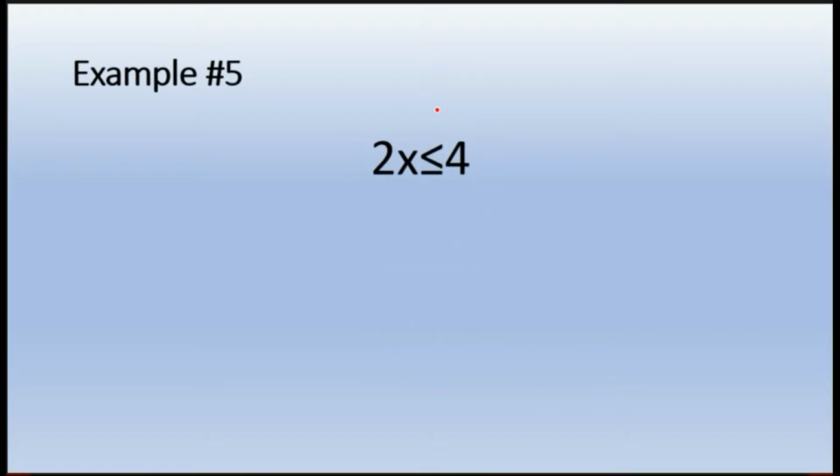Now we have some multiplication. To get rid of this, the opposite of multiplication is division. So we're going to have to divide both sides to get rid of this 2. 2 divided by 2 is 1. 1 times x is just going to leave us with x. So we're left with x is less than or equal to 4 divided by 2, which is 2.